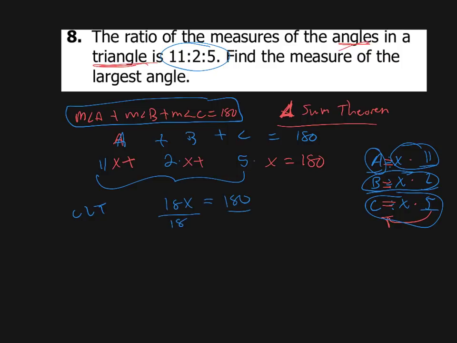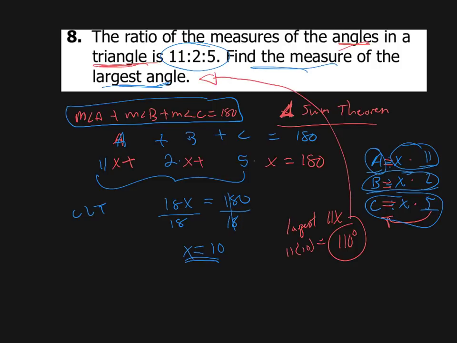Divide by 18, divide by 18. 180 divided by 18 is pretty easy. That's going to be x is equal to 10. So now, find the measure of the largest angle. Well, the largest angle would be 11x. So 11 times 10 is equal to 110 degrees. So that's my final answer.